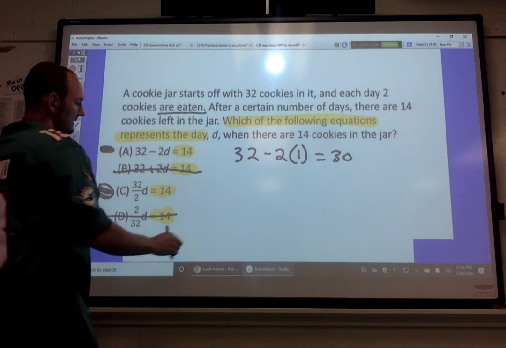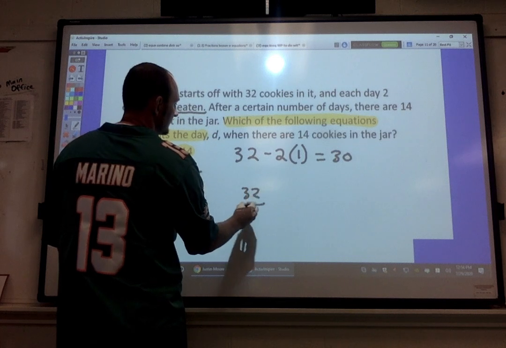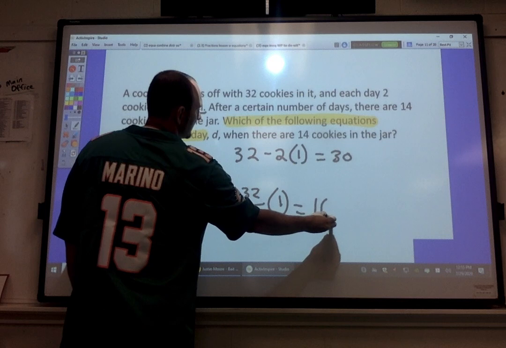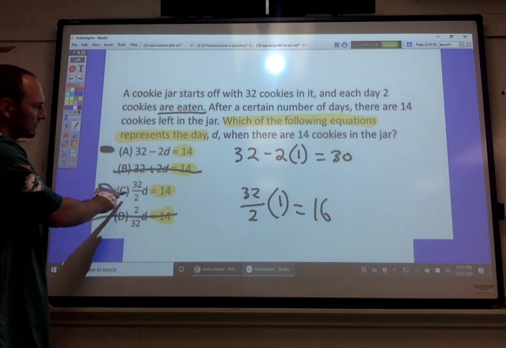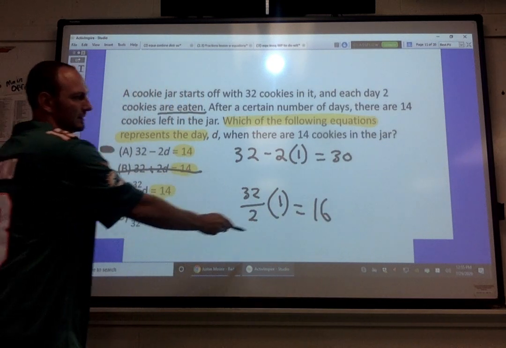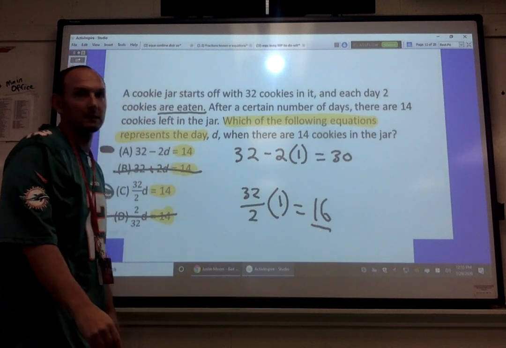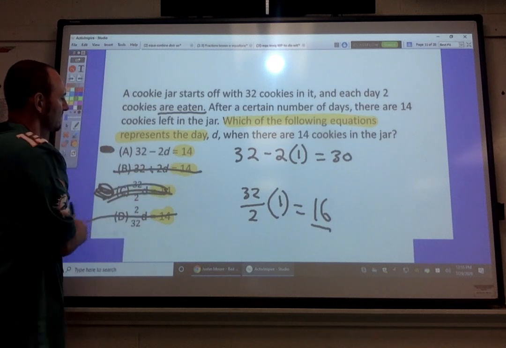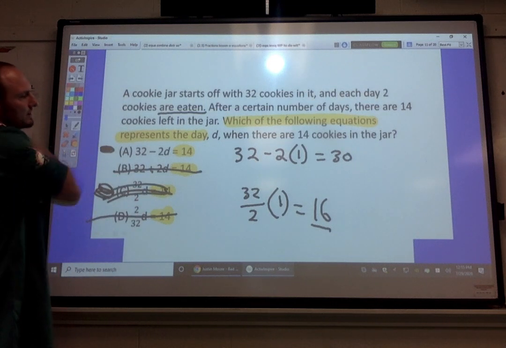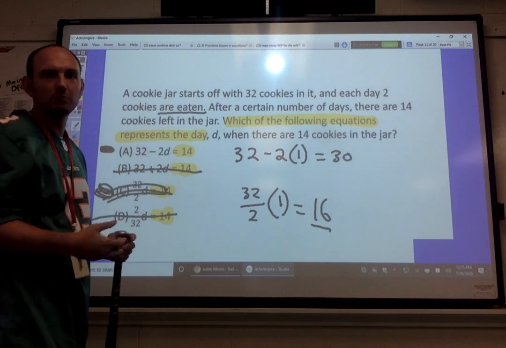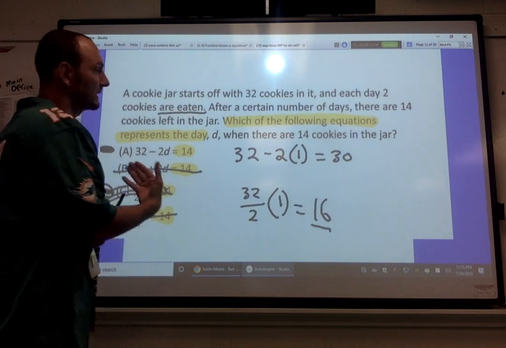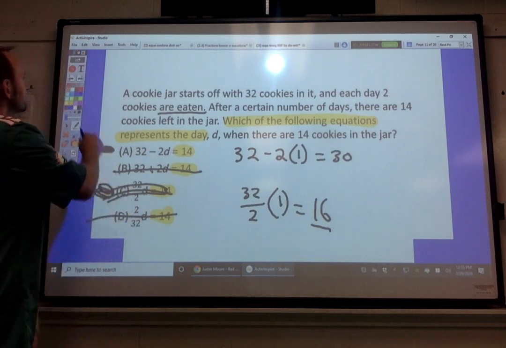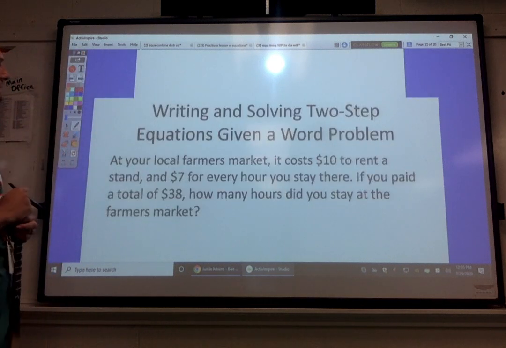If I plug in a 1 here, 32 divided by 2 times 1 equals 16. So according to that equation, after 1 day, we've got 16 cookies. I do not think that represents this situation. So another strategy here, if it's multiple choice and you know after 1 day what it would be, you could plug in the number 1 and see if you can get the correct amount. It's another strategy.